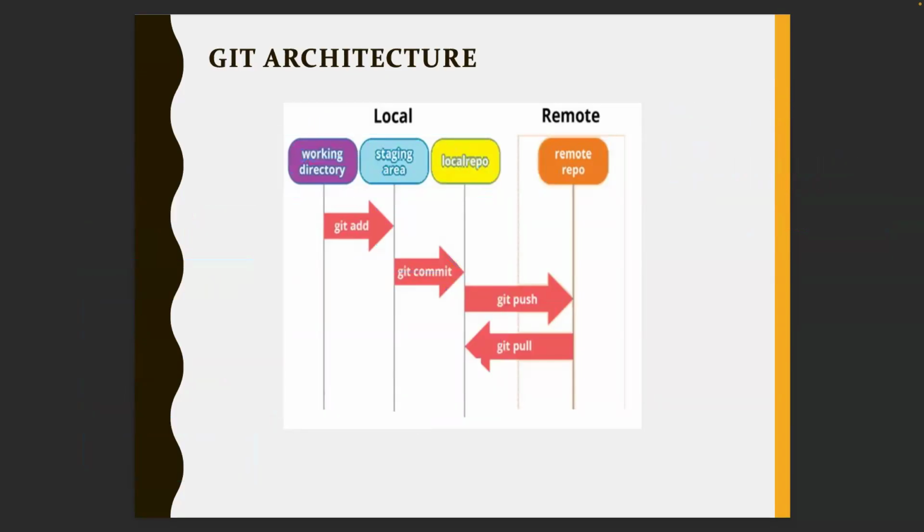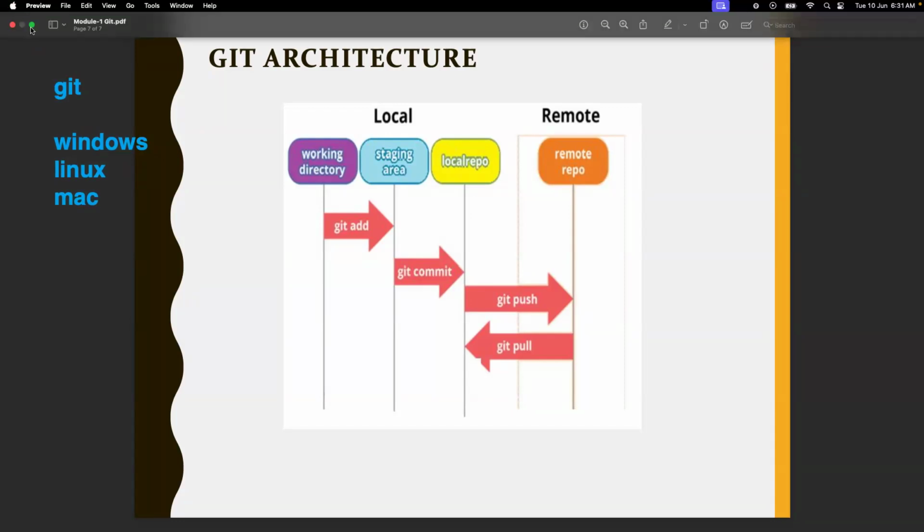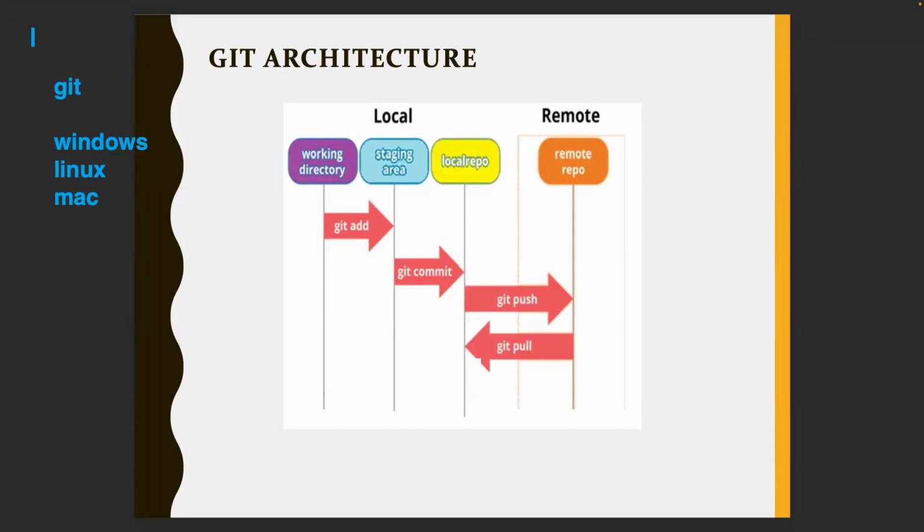Git works on multiple operating systems: Windows, Linux, and Mac. So you can directly use Git on your own laptop. You don't need AWS or anything as of now. We will need AWS in the coming sessions, but for now, everyone can use their own laptop, whatever the operating system.